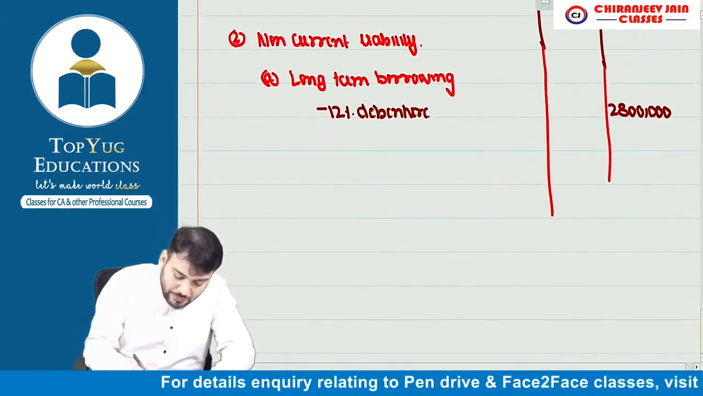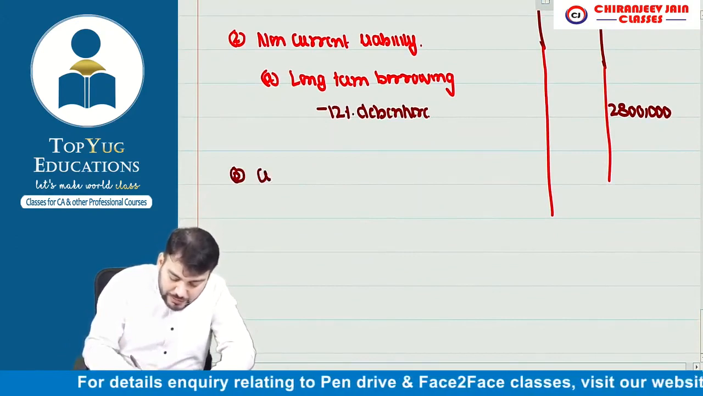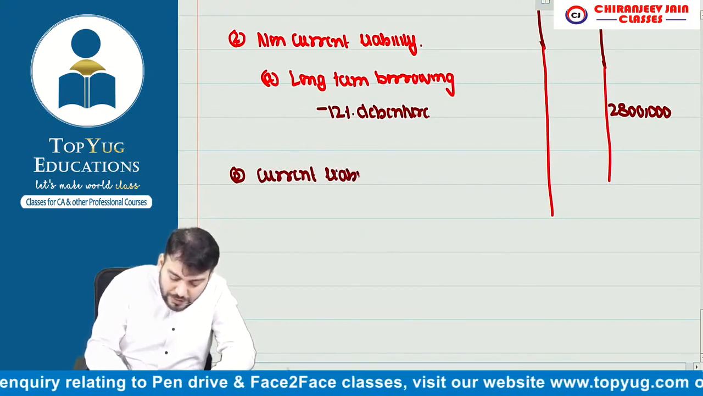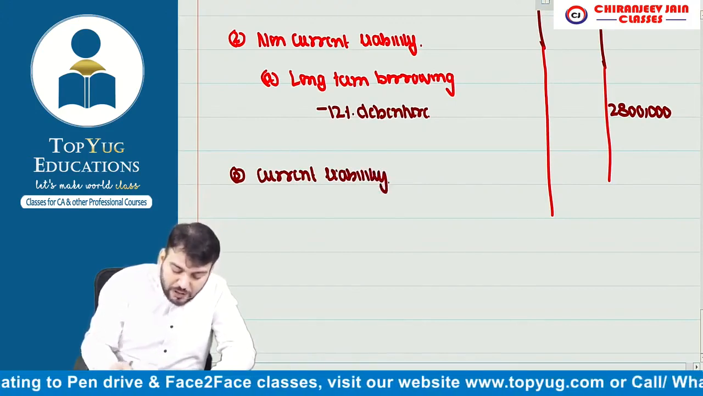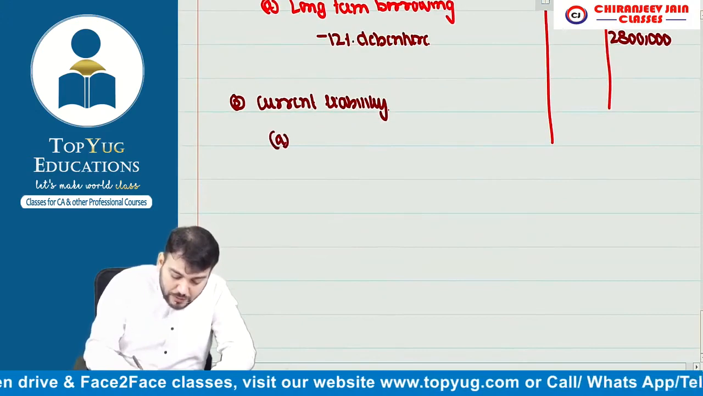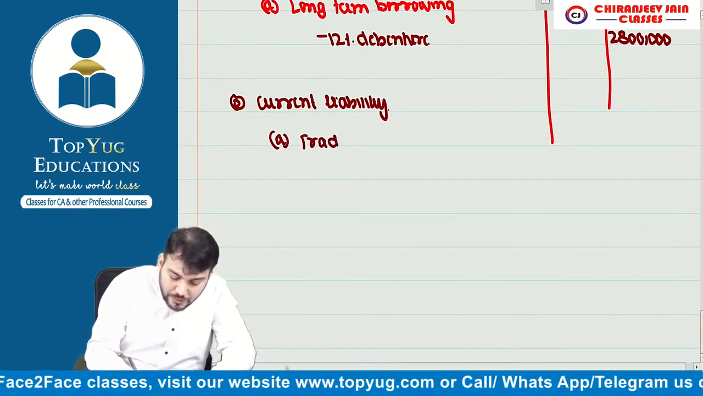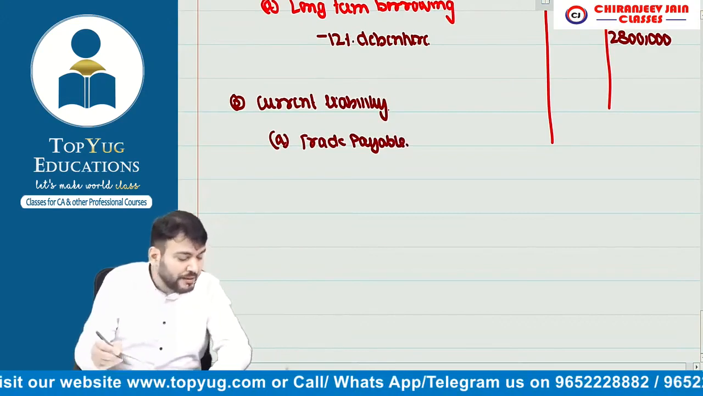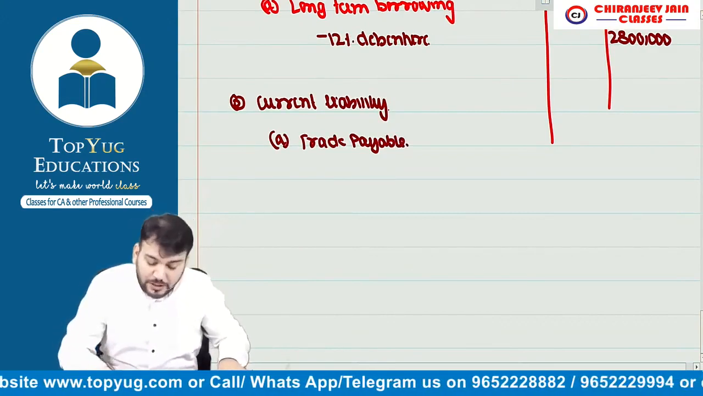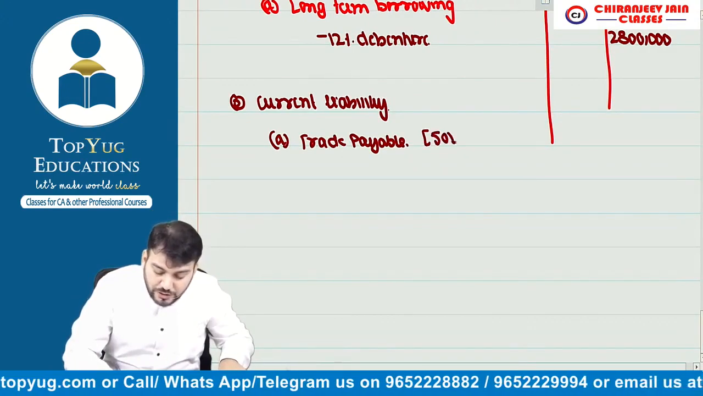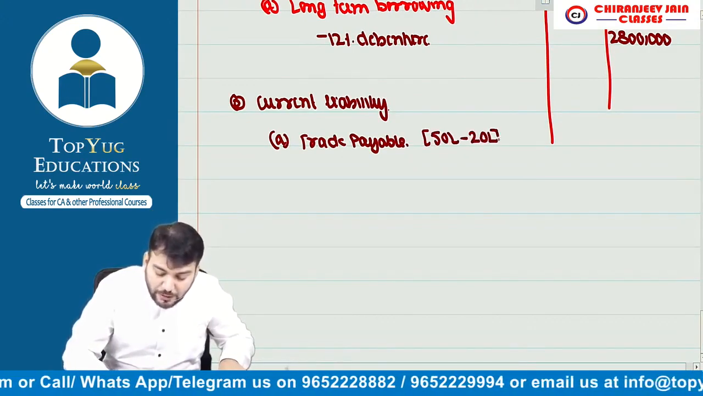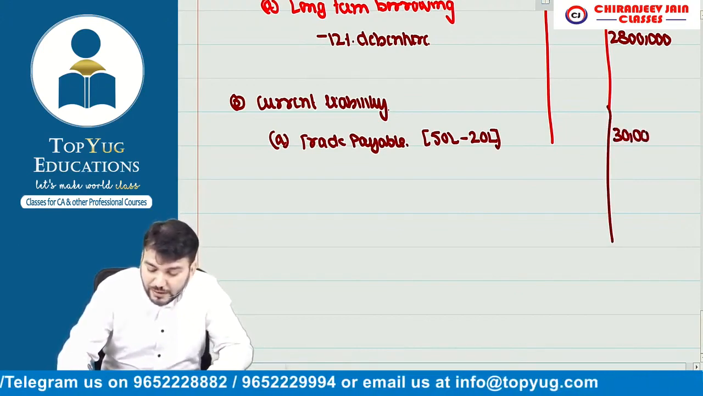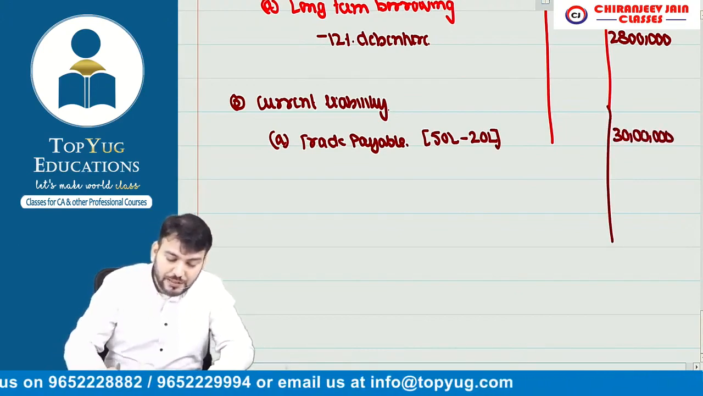Yes sir. Then we add point number 3, current liability. In current liability, first we write trade payable. So point number 8, trade payable. We will check the total trade payable. In total, syndicate is 50 lakh, out of which how much has been settled? 20 lakh has been settled. So balance is 30 lakh. Yes.